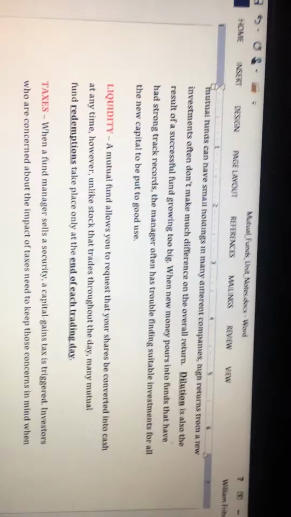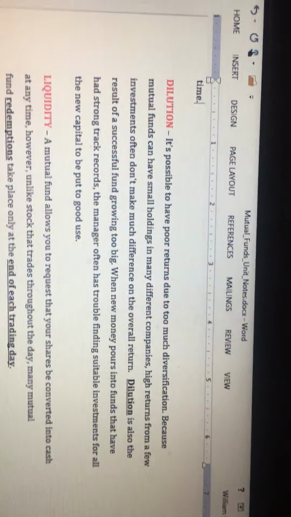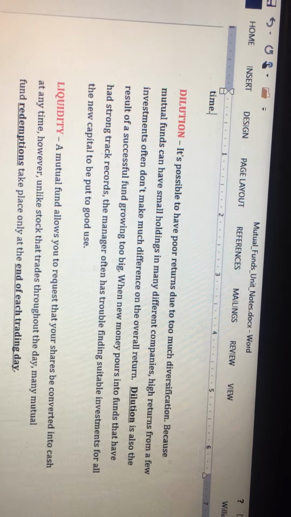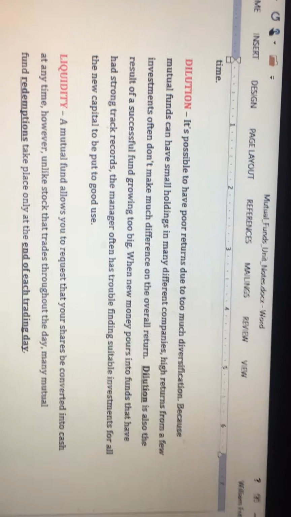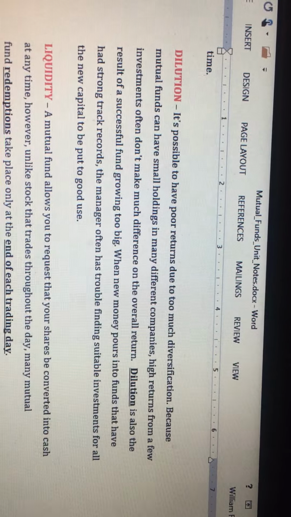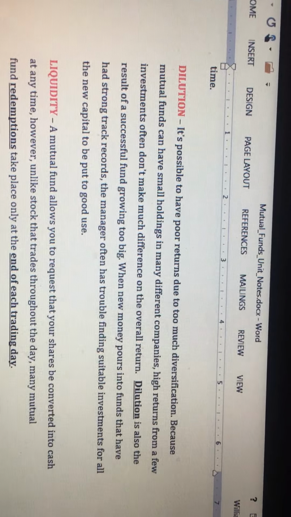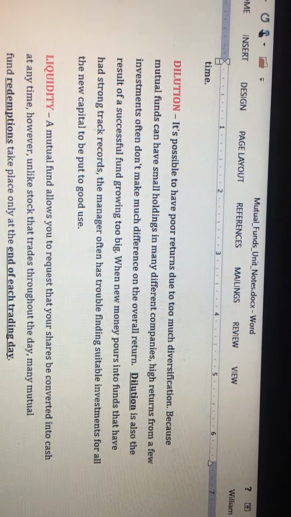Another one is dilution. It's possible to have poor returns due to too much diversification. Because mutual funds can have small holdings in many different companies, high returns from a few investments often don't make up much difference in the overall return. Dilution is also the result of a successful fund growing too big. When new money pours into funds that have had strong track records, the manager often has trouble finding suitable investments for all the new capital that's been put into that fund.